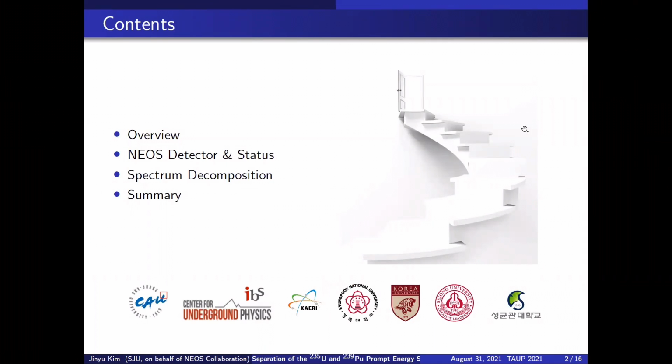I introduced the NEOS experiment, and will talk about the status of NEOS 2 data and the spectrum decomposition study. There are 7 institutes in the NEOS 2 collaboration.